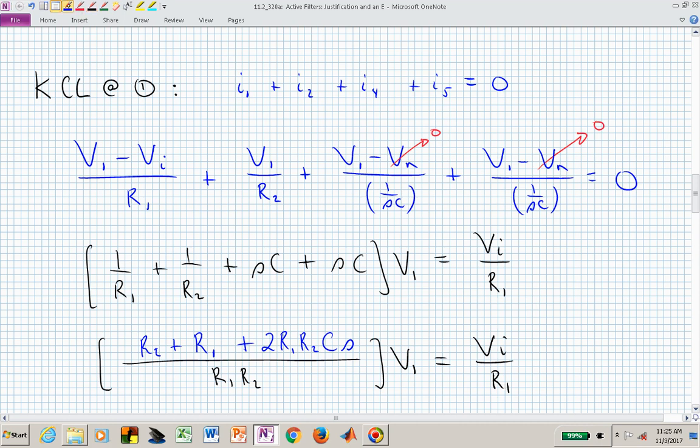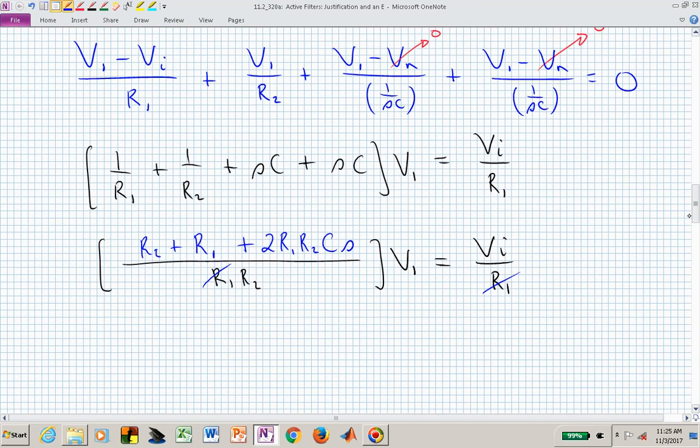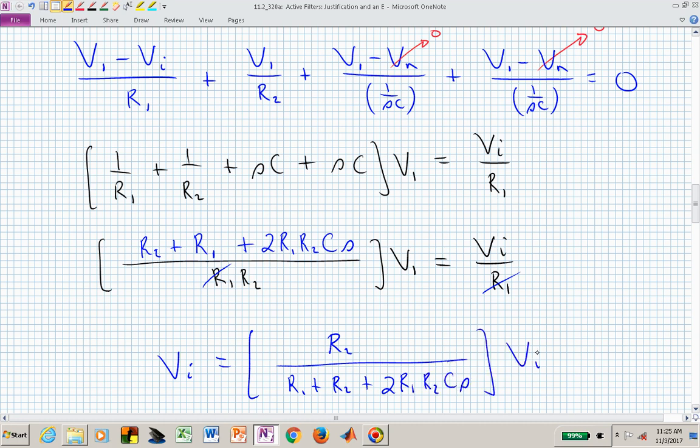This R sub 1 is common on the left and the right. We can get rid of that. And we want to know what's V sub 1 in terms of V sub I. So let's now find V sub 1, or just now divide by that expression in square brackets, and we now have R sub 2 over R1 plus R sub 2 plus 2 R1 R2 CS, and that's now times V sub I.